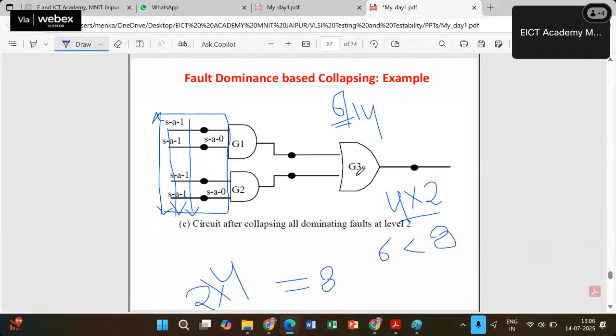So yeah, it is done from my side. I have covered the fault dominance based collapsing and fault equivalence based collapsing and the checkpoint theorem.